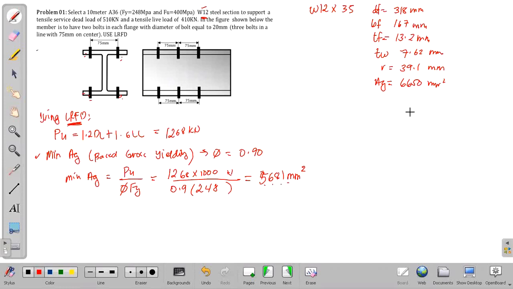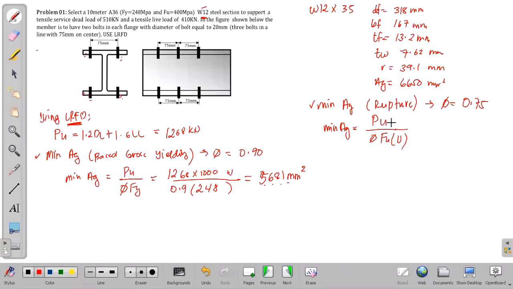Kaya, based on minimum AG based on rupture, masosolve na natin yung minimum area gross based on rupture. Okay, so based on rupture, ang phi natin is equal to, remember magkaiba yung phi value natin pagka based on yielding and based on rupture. So phi natin dito is 0.75. Okay, tama? So solving for the minimum AG is equal to PU over phi FU times U.